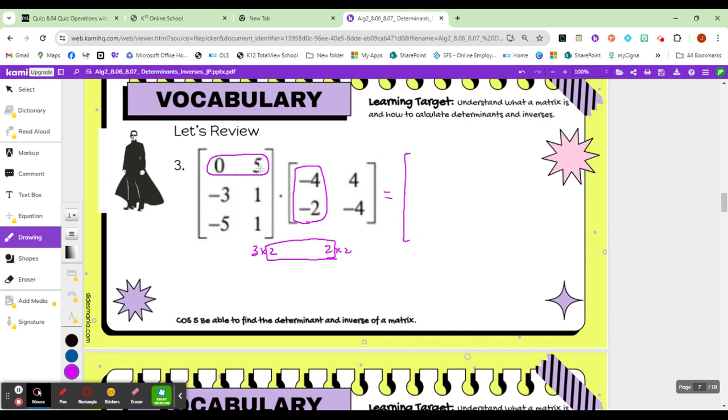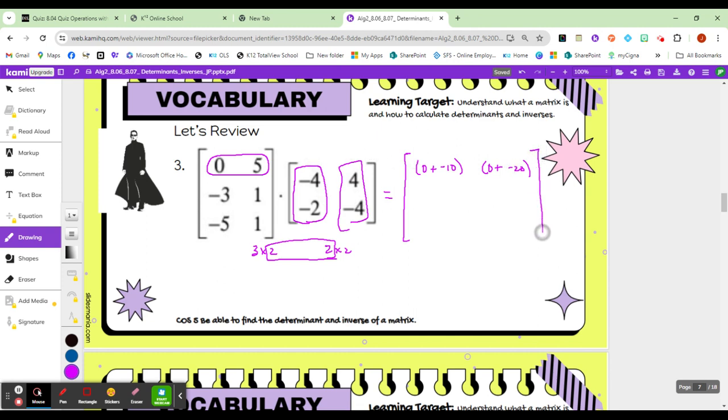We're going to do 0 and 5 times -4, -2. So that means 0 times -4 is going to give me 0, always a plus. 5 times -2 is going to give me -10. Then we're going to move on and take that first row and multiply it times the second column. So that's going to be 0 times 4, which is going to give me 0, always a plus. And then 5 times -4 is -20. Then we're finished multiplying with both of these columns.